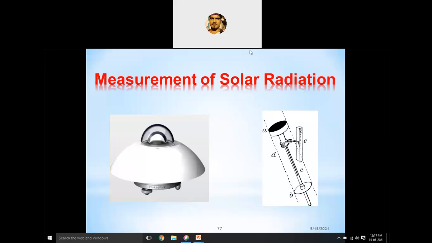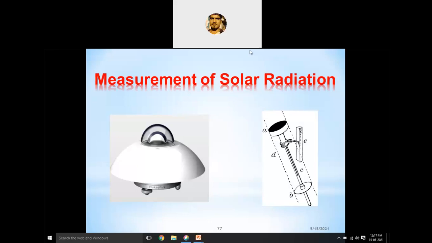Okay. Today's topic is measurements of solar radiation. In the last class, we discussed what is meant by solar radiation, solar constants, what is beam, diffuse, and global radiation, and also solar data with respect to the seasons, the day, and the angle. We discussed the solar data.